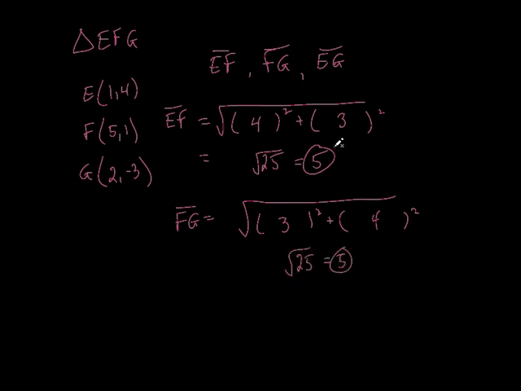So far, we got an isosceles triangle. Now, we don't know what the third one is. It could be 5 as well. If it was 5, it'd be an equilateral triangle. If it's not 5, then it's isosceles, right? So let's just find out what it is.